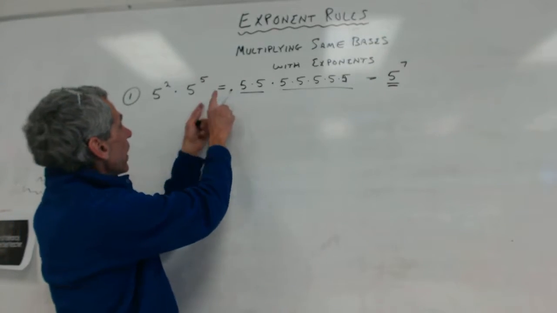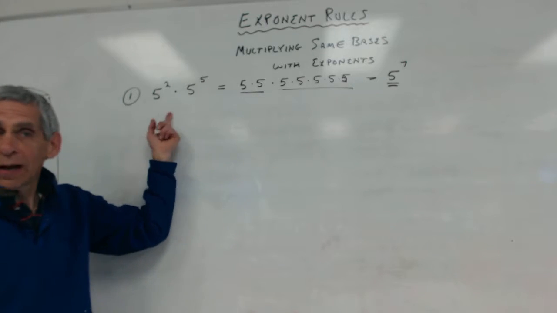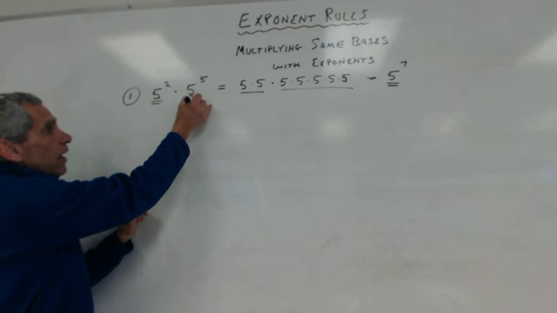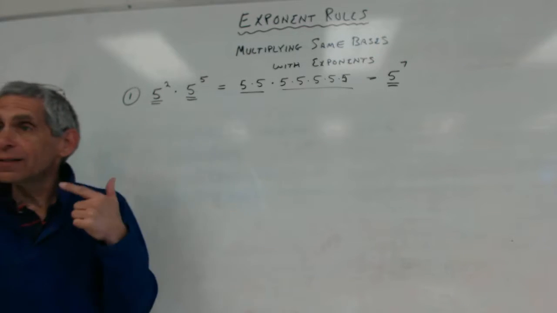So look at this. When I am multiplying same bases, these are the same bases. I've got a 5 and a 5, right? As long as the bases are the same.